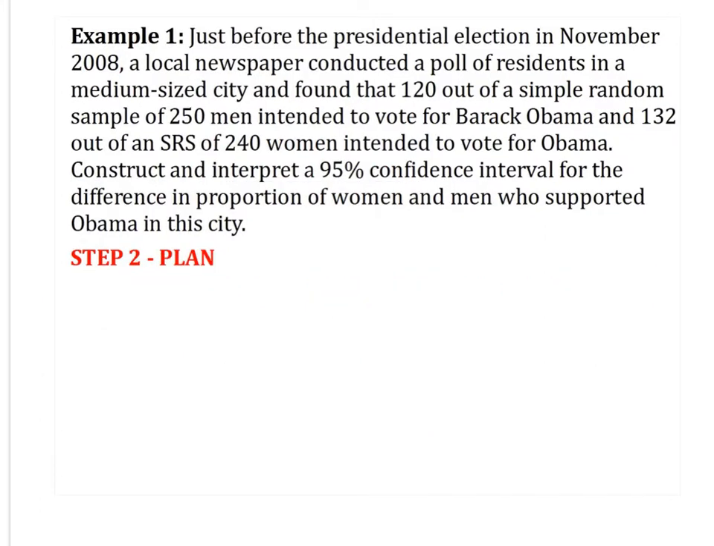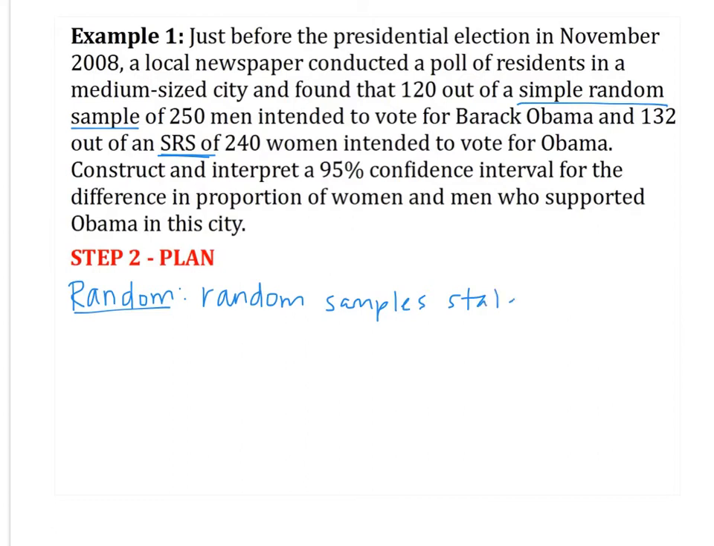If I think about the plan, the first part is the random condition. Well, it tells me it was a simple random sample of women and a simple random sample of men. So I can say random sample stated. Then the next condition is normal, and normal takes a little bit more work because both of those conditions have to be met.